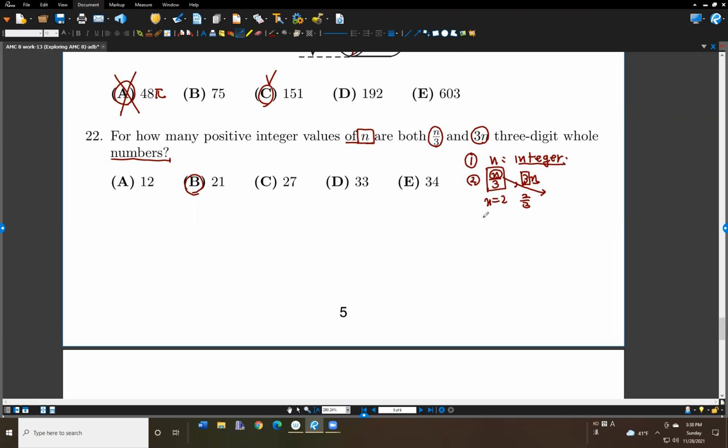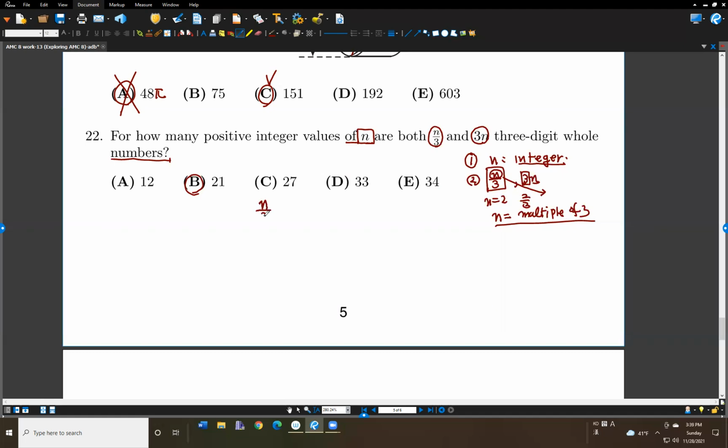Integer, but you can write that now. Simple. We can make a conclusion: n is a multiple of 3. That's it. So I'm going to set up the equation over here.